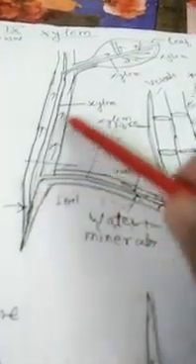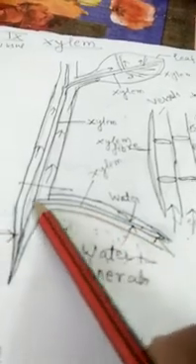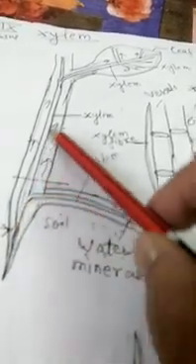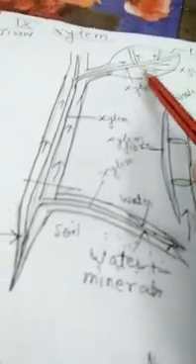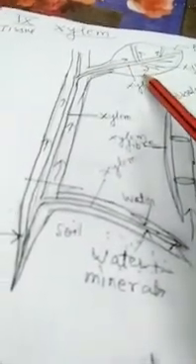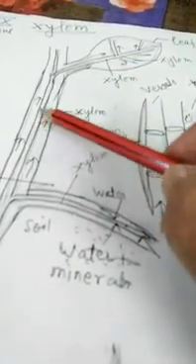Xylem is continuous. This is the root, this is the stem. This is the root in the soil. So from the soil the xylem conducts water and takes it in the upward direction and gives it to the leaf, which prepares food with the help of this water. Minerals are also along with it. But you can see this is not so simple.